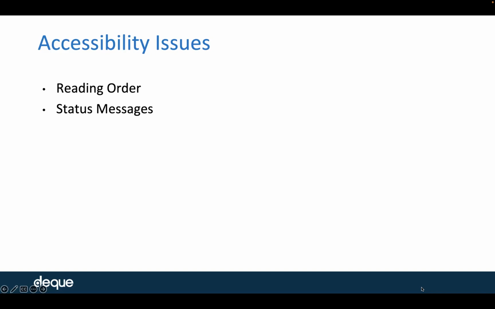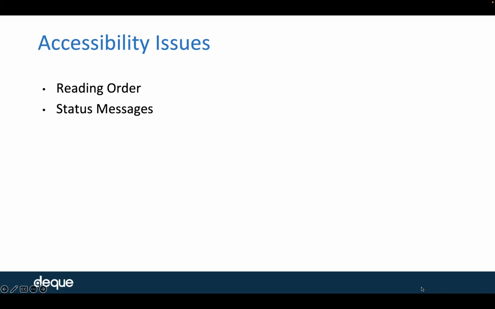So for example, in some cases the reading order is very good for visible users and it is not good for users with disability. In those cases, we need to set this reading order correctly by using the semantic API.